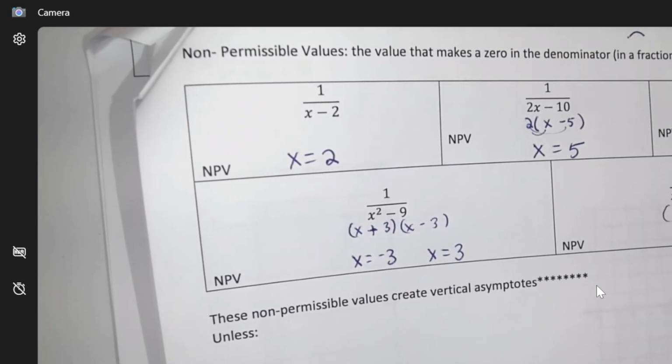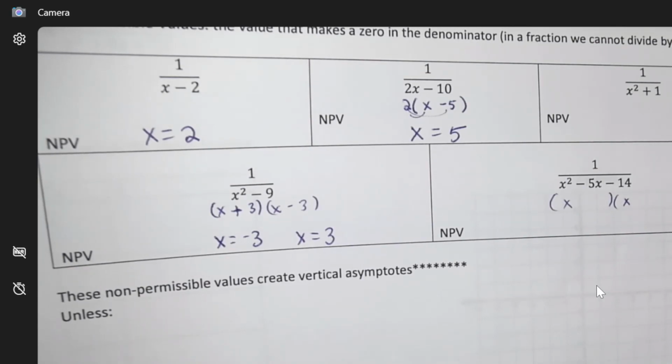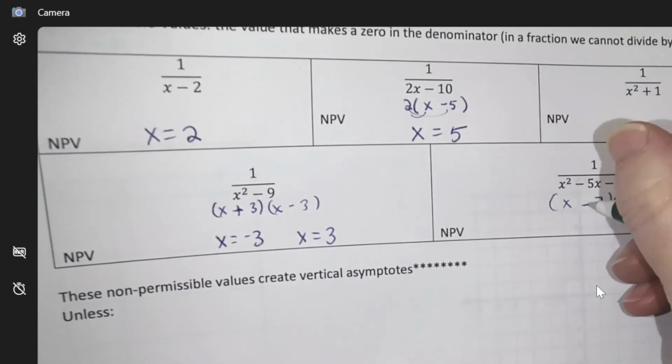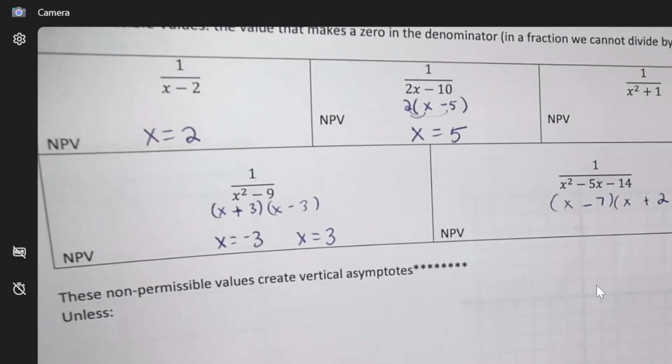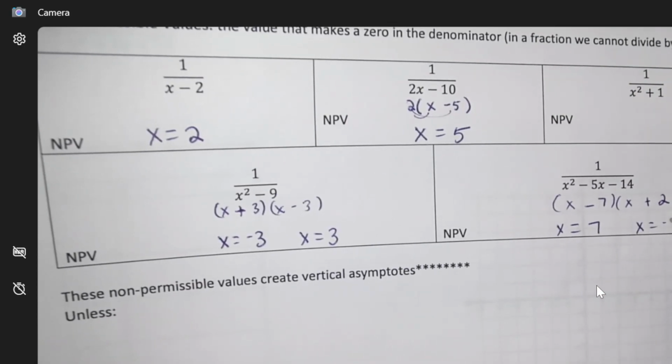Okay. Also this one is one of the styles, so it's a simple trinomial. So what do you do with simple? You say what is the multiplier at the end, adder in the middle. So 2 numbers that multiply to 14, 7 and 2. Need to make a minus 5 out of it. Okay, so two non-permissible values on that one as well.